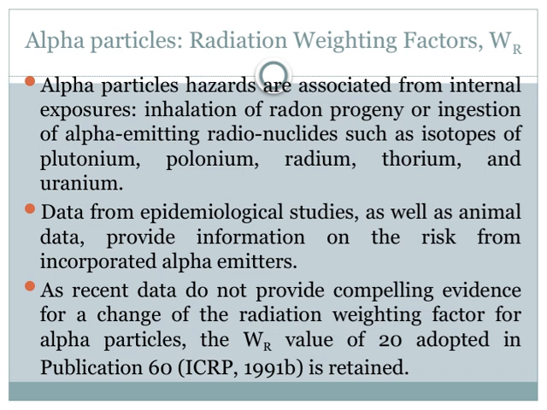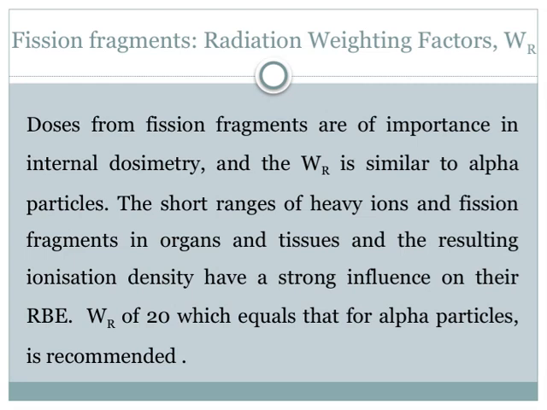consistency in radiation protection. Doses from fission fragments play a crucial role in internal dosimetry because they contribute significantly to the overall radiation dose received by tissues. Their radiation weighting factor, or WR, is similar to that of alpha particles, which are known for their high ionizing power. The reason for this similarity lies in the fact that both fission fragments and alpha particles have very short ranges within organs and tissues, meaning they deposit their energy over a very small distance. This results in a high density of ionization, which in turn greatly influences their relative biological effectiveness, or RBE.